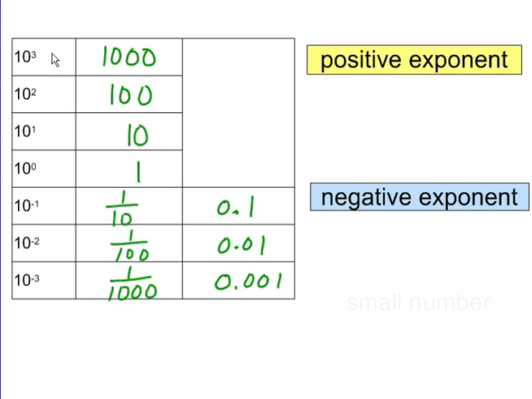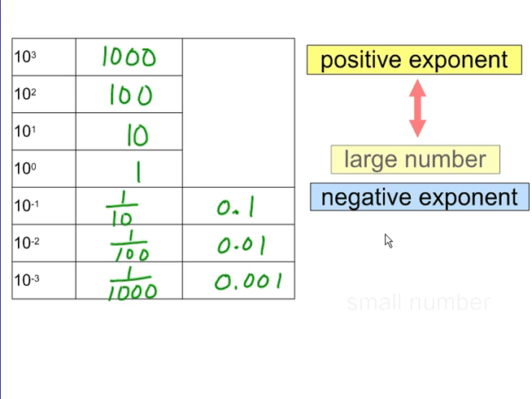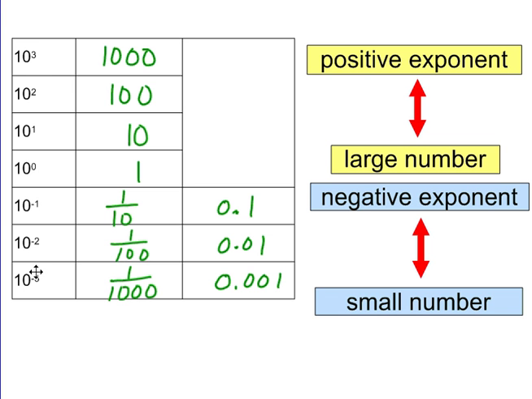What we notice with the exponents is that when we have positive exponents, we tend to have larger numbers. When we have negative exponents, we tend to have smaller numbers. And you can see that relationship. As the exponent goes negative, our numbers get smaller and smaller. As the exponent grows positive, our numbers get larger and larger.